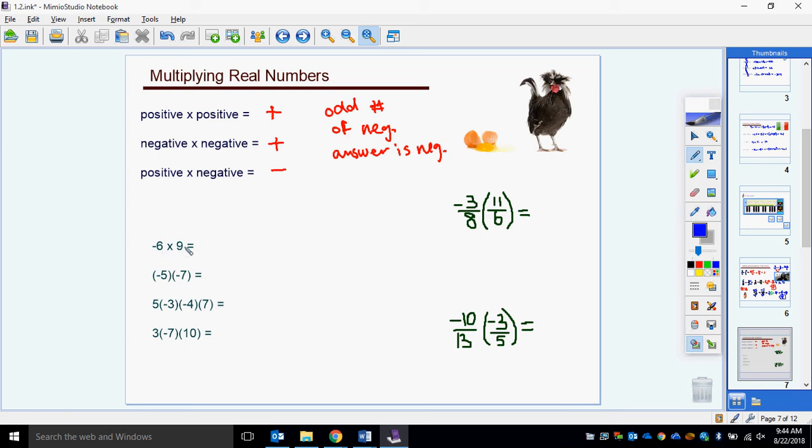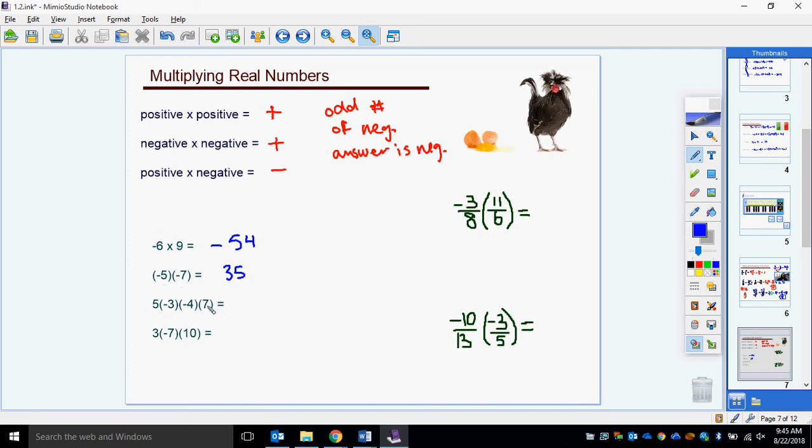Negative 6 times 9. Just tell me right off the bat, what would the answer to this problem have to be, positive or negative? Well, it fits this category of 1 negative and 1 positive. So my answer therefore will be negative. And then I just take 6 times 9 and I get 54. Down here I have 2 negatives, so my answer is going to be positive. And then 5 times 7 would be 35.